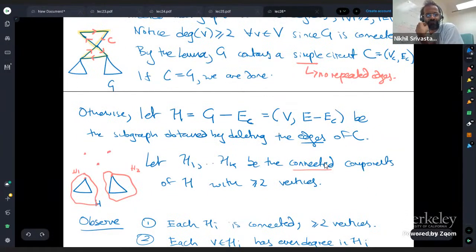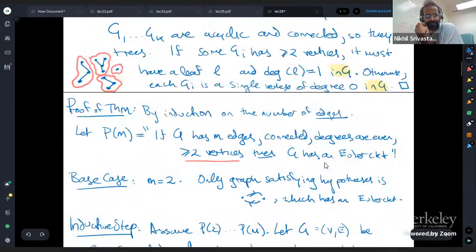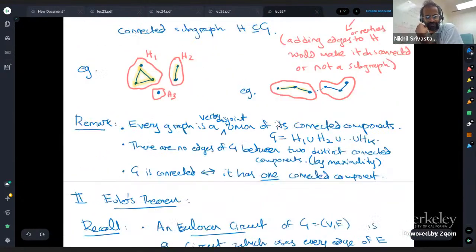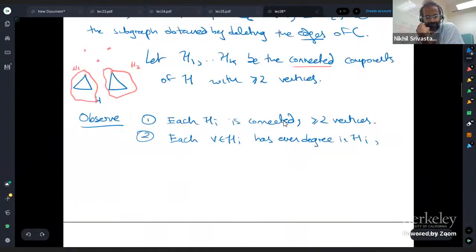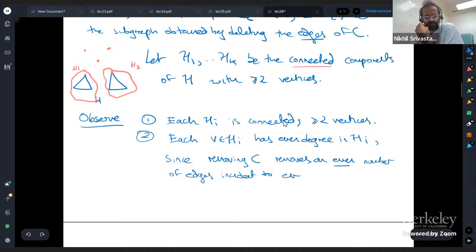So we're using a special case of the other side of the theorem that we proved, which is that when you have a simple circuit, then all the degrees are even. So this is because removing C removes an even number of edges incident to every vertex in G. And the degree of every vertex in G was even.